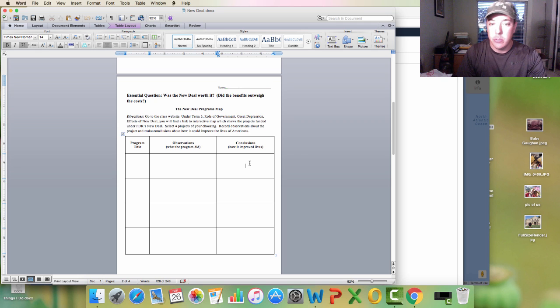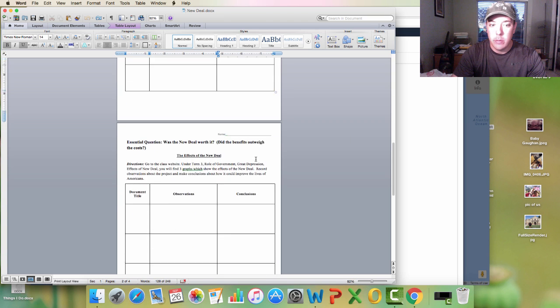How did this improve people's lives? So very simply, post office, people now have access to mail. This creates jobs of working at the post office, and then also the construction of actually building that, not to mention potentially trucks, postal trucks, helping the auto industry. Okay, so that's the first part.